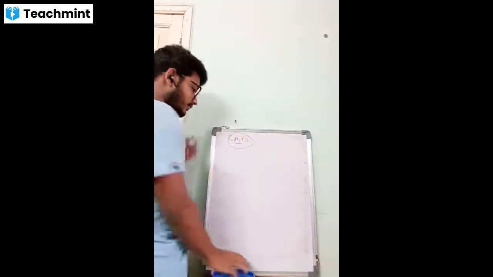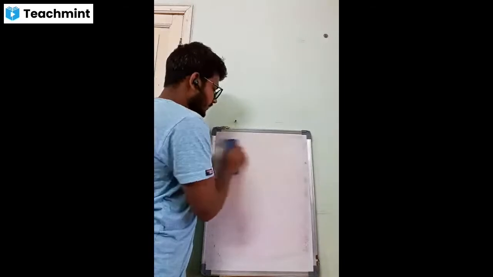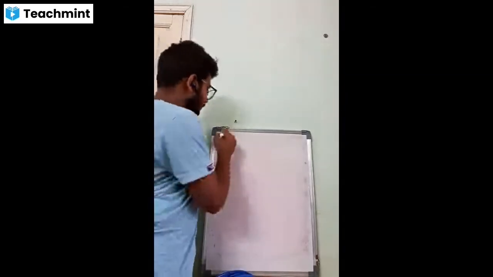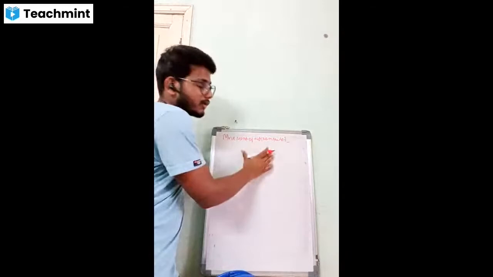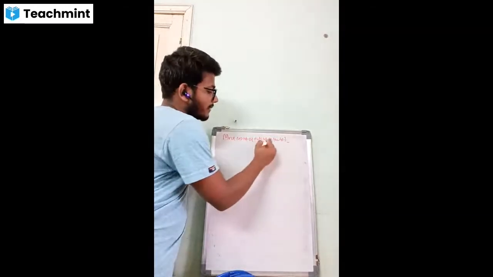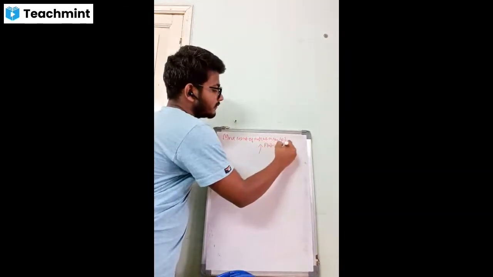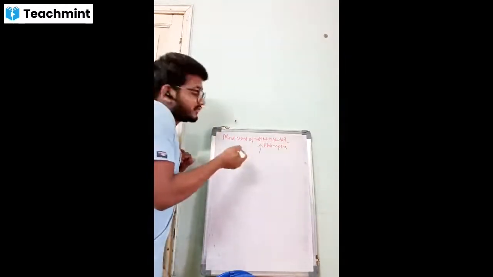So next we will move to the movement of nutrients in the soil. How the nutrients move in the soil for plant uptake. There are mainly three movements.